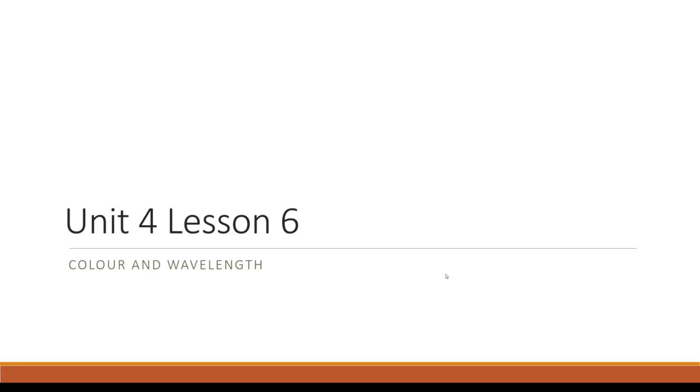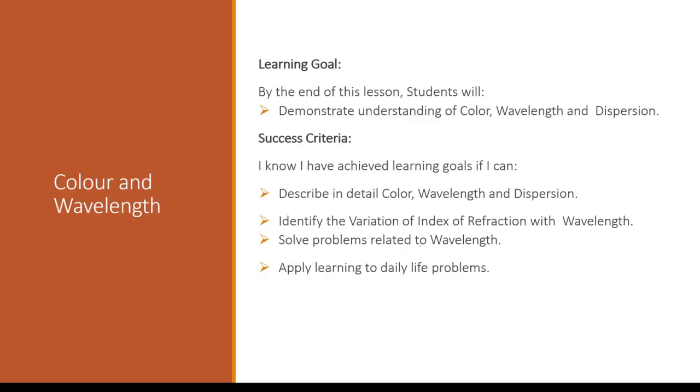Hi class, welcome to Unit 4, Lesson 6, where we look at color and wavelength. Today's learning goal: you'll be able to demonstrate understanding of color, wavelength, and dispersion. Success criteria for today is you'll be able to describe in detail color, wavelength, and dispersion, identify the variation of index of refraction with wavelength, solve problems related to wavelength, and apply learning to daily life problems.